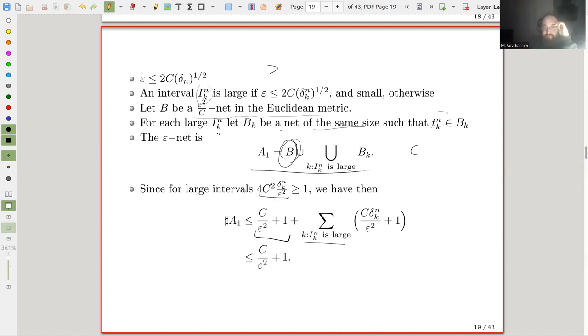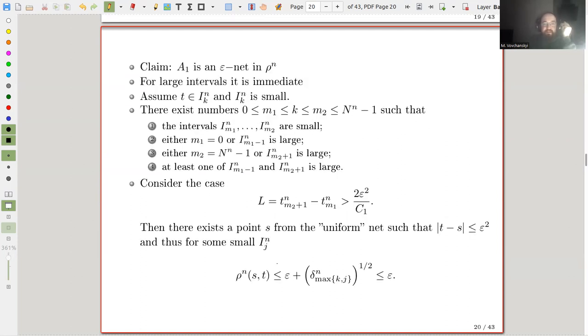Here is the problem. We have this plus one. And if I were to sum over all intervals, if I assume that the partition is non-uniform, there is no way I can control it. But now, since this interval is large, I can just replace this one with the same expression. And that gives me what is needed. So for large intervals, it's easy to check.